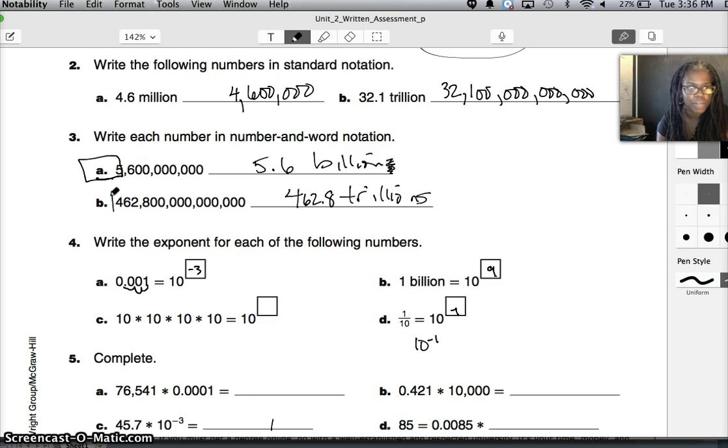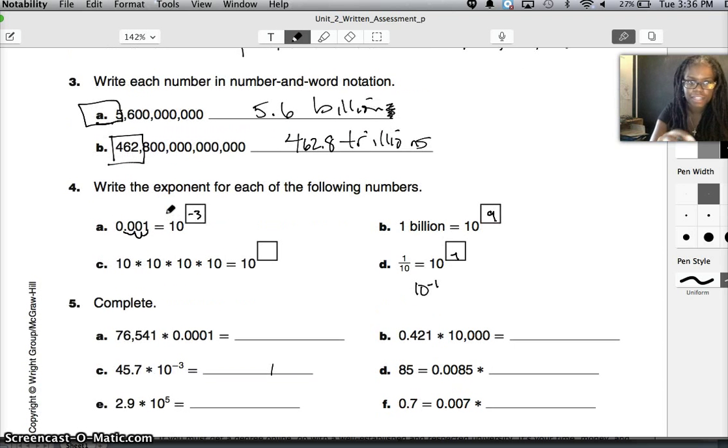So similarly, when I look at just what place is this? This is the trillions place, right? So I'm going to put 462, because that's how many trillions we have, 0.8, because that's not actually in the trillion section. It's in the billion section. All right?